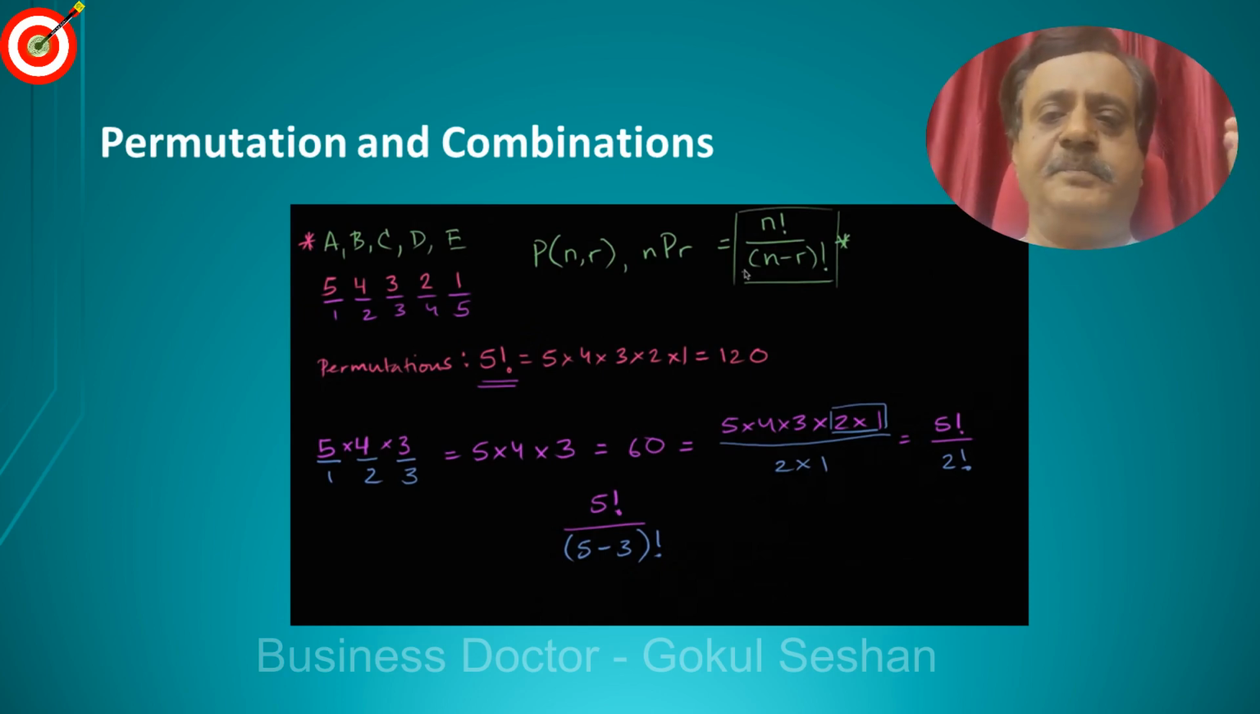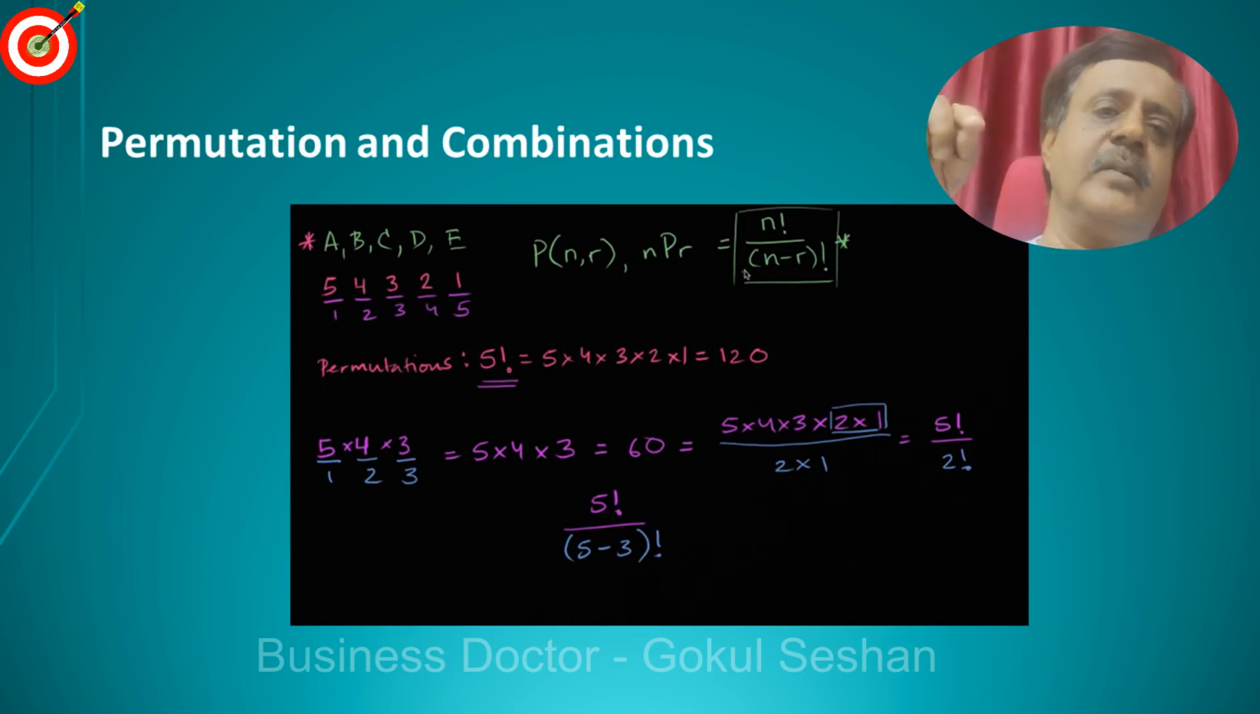Then in the second seat you will have the remaining 4 people. So B, C, D, E can be accommodated in the second. The same way in the third chair, you can have 3 such combinations. Likewise, in the next chair you will have 2 combinations, and finally you don't have a choice, you will have only one person. Whoever is remaining will go.